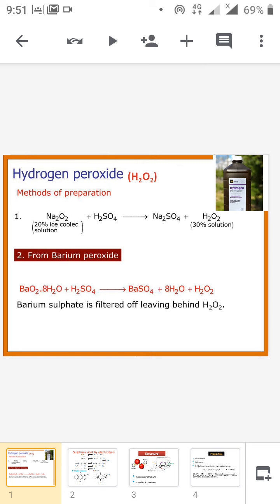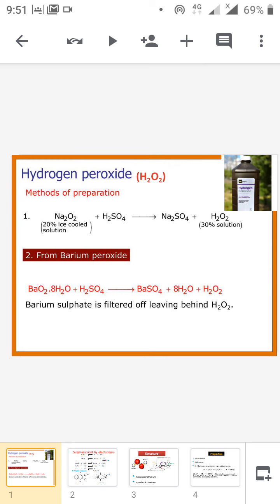One more method is there. Barium oxide reacts with carbon dioxide, and we will get barium carbonate and hydrogen peroxide. So altogether there are four methods for the preparation of hydrogen peroxide in laboratory conditions. First is the preparation from barium peroxide by using sulfuric acid, or we can use phosphoric acid. The third method is the preparation of hydrogen peroxide from sodium peroxide by using sulfuric acid. The last method is the preparation of hydrogen peroxide from barium oxide by using carbon dioxide.